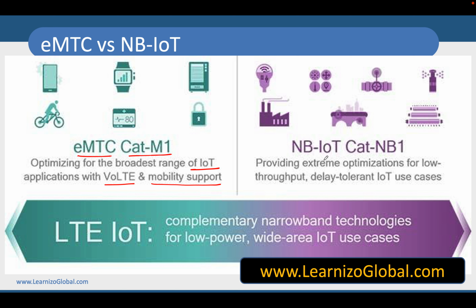However, if you look at NBIoT, where the handset category is referred to as Cat NB1, it provides some extreme or mass level use cases which are okay with very low throughput, very delay tolerant IoT use cases. This means these devices can transmit data once in a day, maybe twice in a day. However, these devices may need to send some data every few seconds, every few minutes, right?